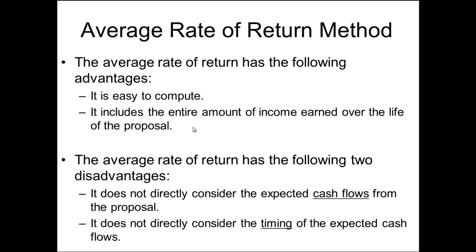So here are the benefits of the average rate of return. It's easy to compute. It includes the entire amount of income earned over the life of the proposal. That was $400,000 in the previous example.